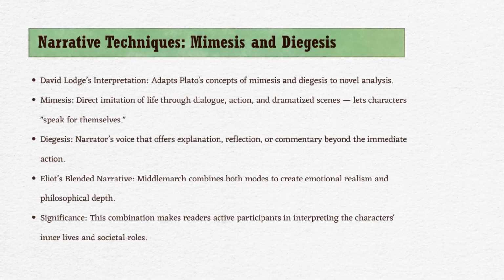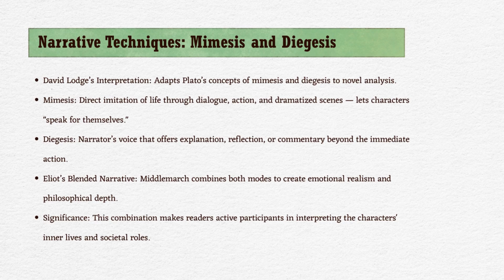Now let's shift our focus to two key concepts that help us appreciate how Middlemarch is crafted: mimesis and diegesis. David Lodge, adapting ideas originally found in Plato's works, explains how narrative can alternate between these two modes. Mimesis is the technique of direct representation. It shows events through dialogue, actions, and character interactions, almost like a dramatic scene unfolding before the reader. Diegesis, by contrast, is the author's narration or commentary, where the narrator steps in to explain, interpret, or reflect on what the characters themselves might not fully understand.